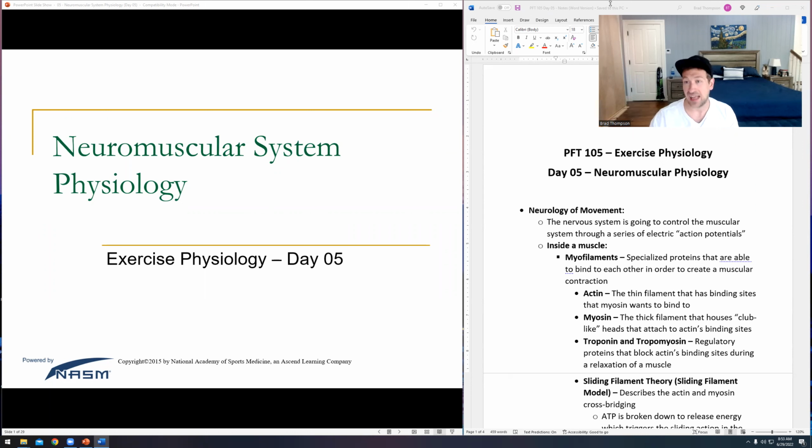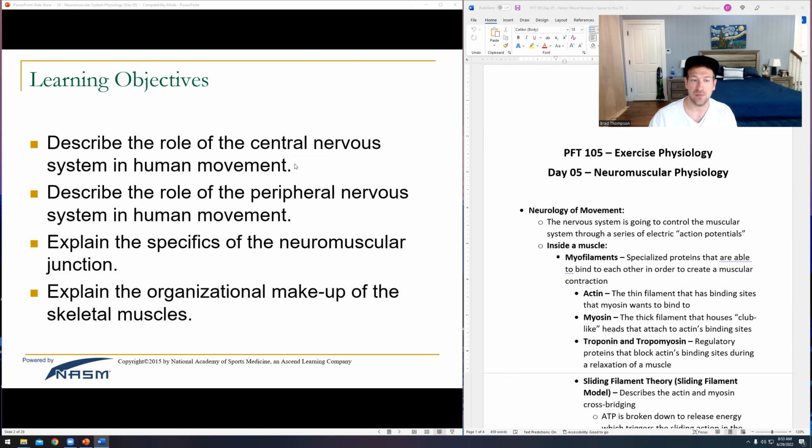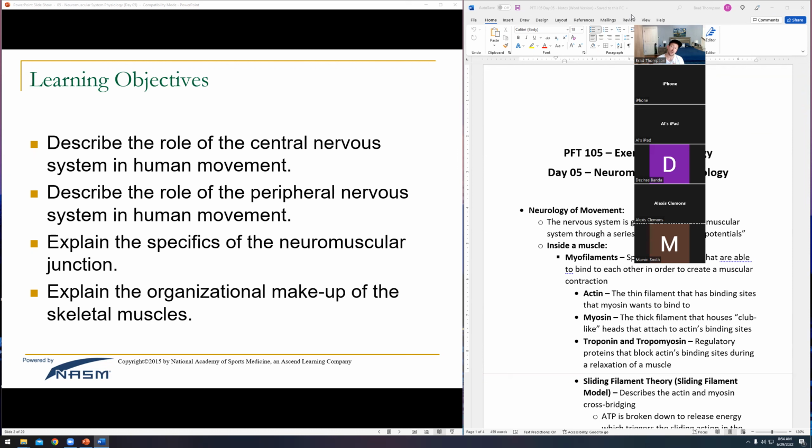So objectives today, we want to understand the role of the central nervous system and how it plays a role in human movement, the role of the peripheral nervous system and how it plays a role in human movement. And we'll look at the distinctions between those two. We'll get into the specifics of the neuromuscular junction. That's where your nervous system is actually interacting with your muscular system, neuromuscular. And we'll look at the organization of different skeletal muscle fiber types.